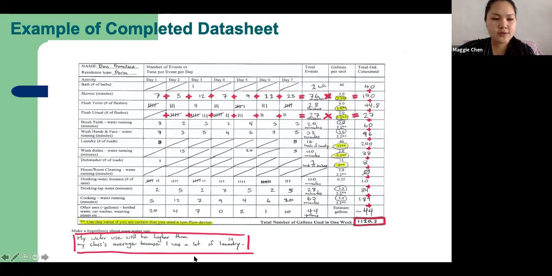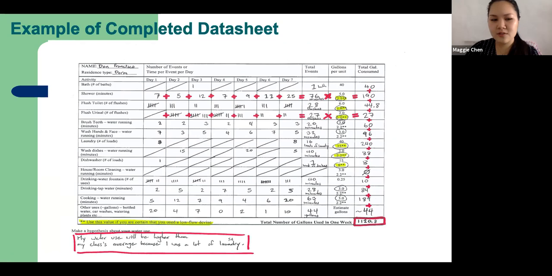And then make a hypothesis about why you think your number is what it is. For example, my water use will be higher than my class's average because I did a lot of laundry. Or maybe I cooked a lot, so I had a lot of dishes to wash, so my water use would be higher than my classmates.